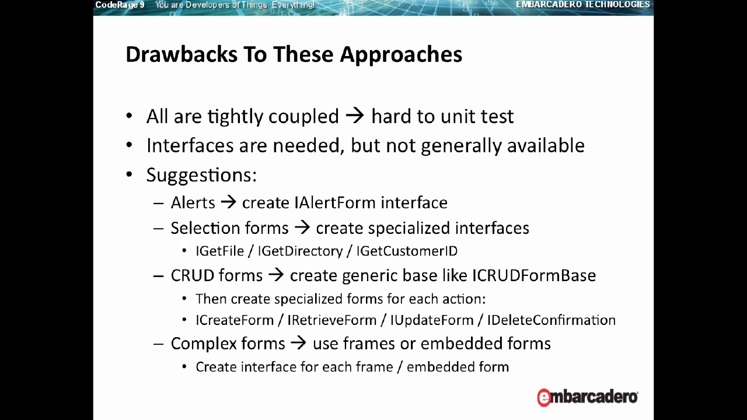Well, we've got 4 types of forms we're working with here. So we could create interfaces specialized for each one of them. For the alerts, we can create an IAlertForm interface. And when you pull up the code associated with this, you'll see that I've already done that, and it's got some methods in it. We can create some specialized interfaces for selection forms. So we'd have one for each type, maybe IGetFile, IGetDirectory, or say IGetCustomerID.